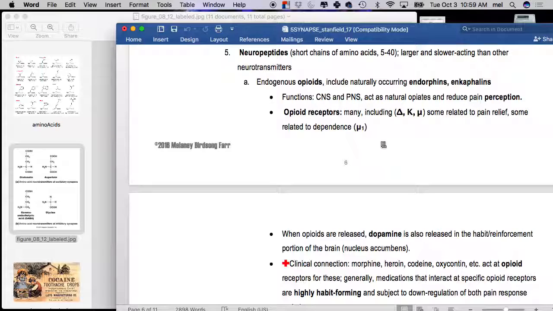Okay, so before we go any further, I need to teach you a little bit of terminology. Okay, so as we talked about before.